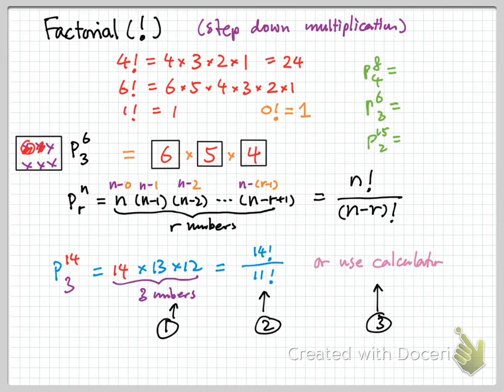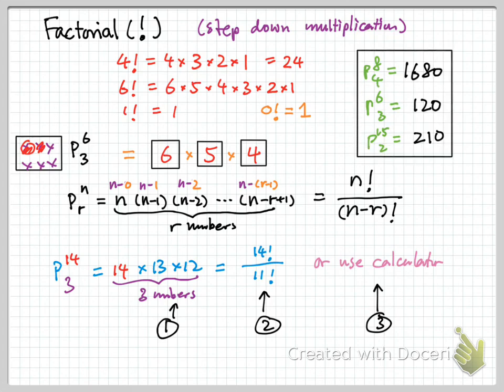You may want to pause the video to use the calculator or repeat the step-down multiplication to get the answer. Now I suppose you have the answer. Let's check it. 8P4 is 1680. 6P3 is 120. And 15P2 is 210. This is a simple exercise; you may want to check your understanding of nPr. So that's how we find nPr.